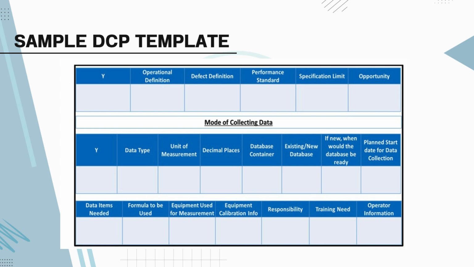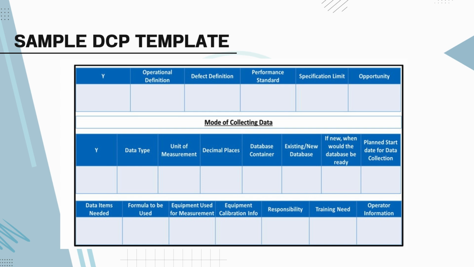Top section. Define the why and its boundaries. Y: this is the project's output metric, the performance measure that reflects the voice of the customer. Operational definition: a precise, unambiguous definition of the metric. It tells everyone exactly what is being measured and how to measure it.